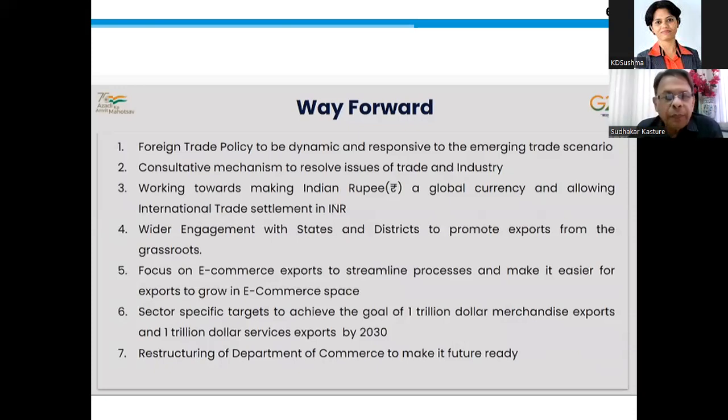And apart from this, sector specific targets. So procedural issues need to be sorted out, streamlining processes, and then sector specific targets. If we really want to achieve $1 trillion merchandise exports and $1 trillion services exports by 2030, then we have to look into sector specific targets. So deeper study based on the HS code, based on the potential of other countries, the changing environment, sustainability, climate changes, n number of things have to be considered in this.